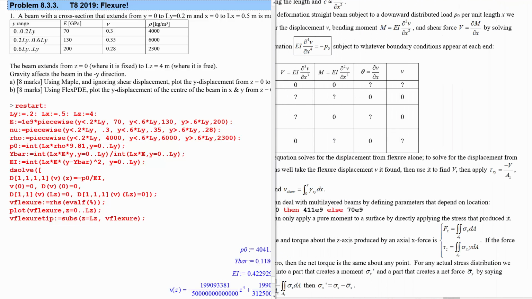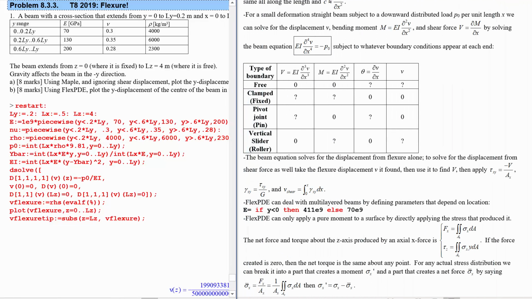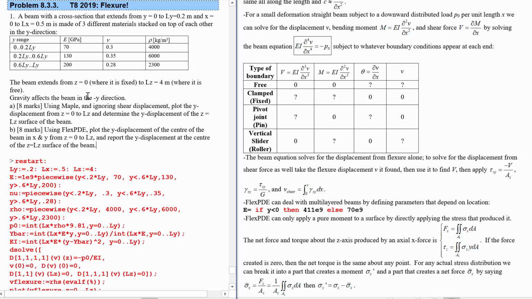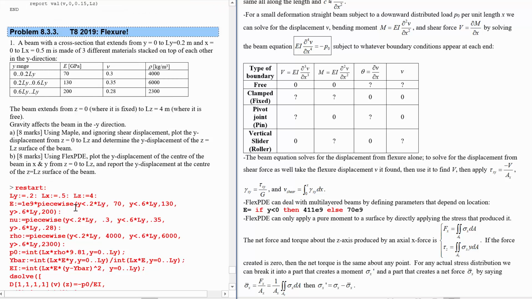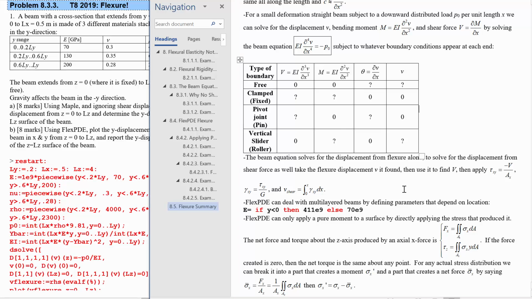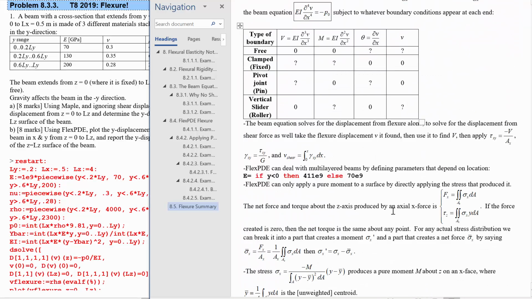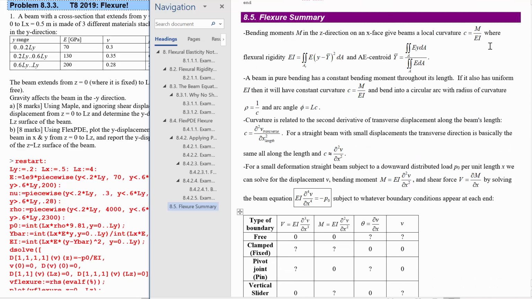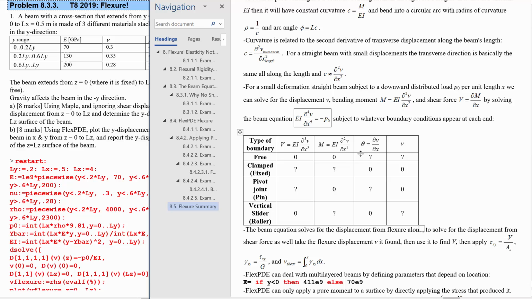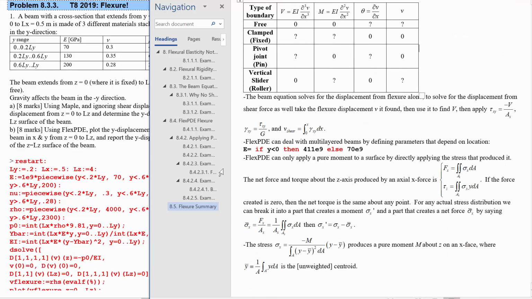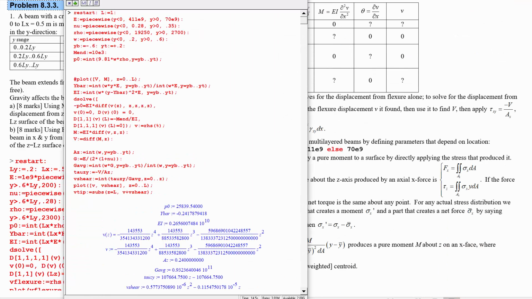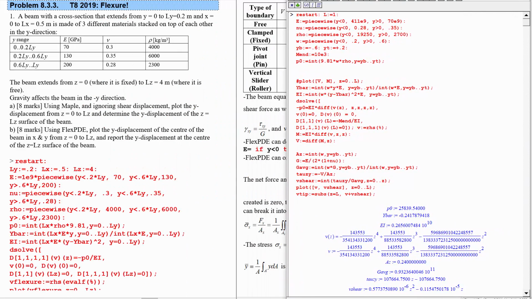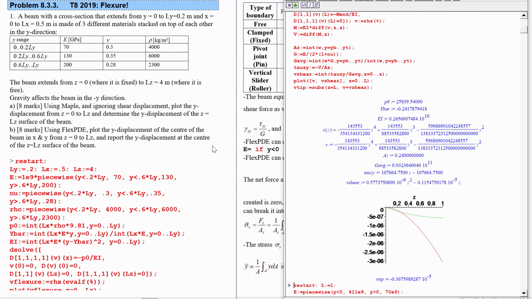So what we can do is move this part over so it'll resize when we're in web view and we can see this part of the problem here without having to look at the solution code and get distracted by that. And also we can see our Flexure summary at the end of the notes that has a combination of a bunch of the formulas that we can refer to in case we get stuck. All right, so let's get some Maple code going for the first part of this.